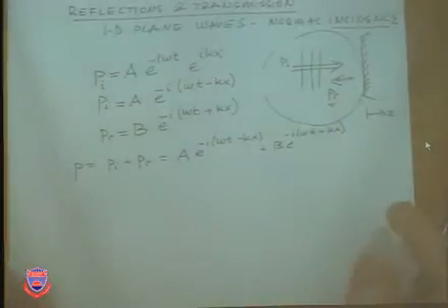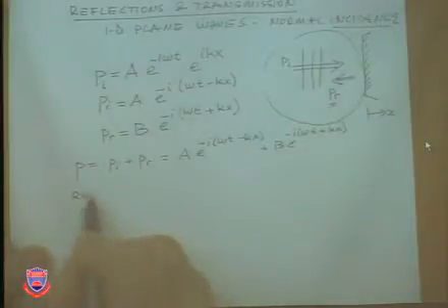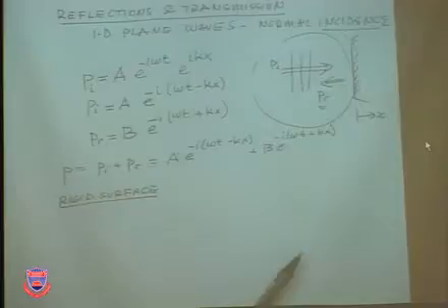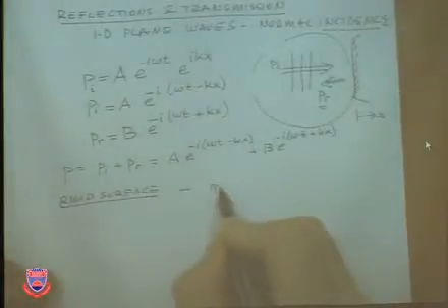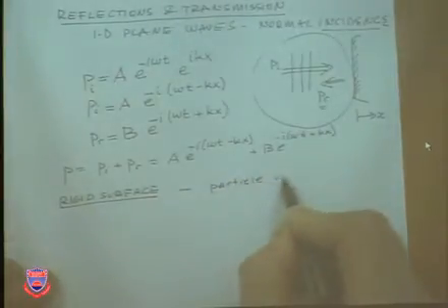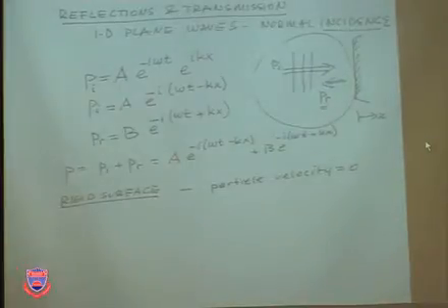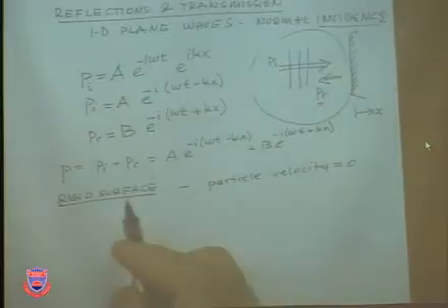Now let's take the case of a rigid surface. What happens at a rigid surface? Exactly. Particle velocity is zero. That's the boundary condition. Okay? Rigid surface means particle velocity vanishes because it's a rigid surface. And that means ux is equal to 0.